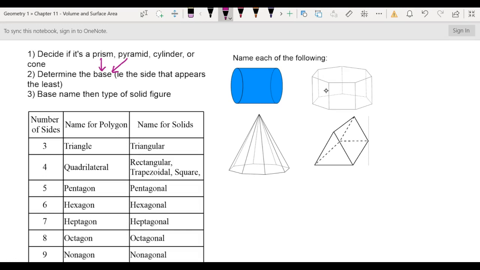Back here, I know the pyramids usually have a lot better ones. Here we go. This one, what shape is the bottom? This one's an octagon, so it's an octagonal pyramid. Does that make sense? This one is a hexagonal pyramid. So only with pyramids and prisms do you add that extra piece where you describe it a little bit more.